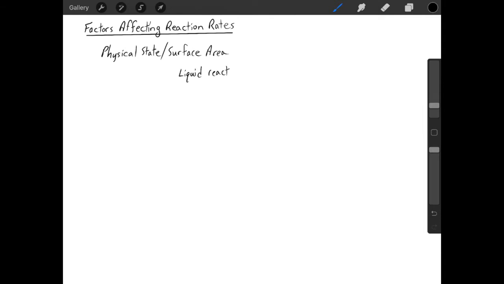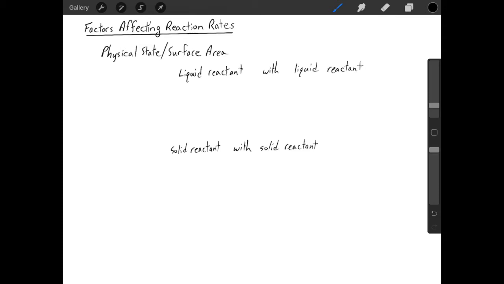So consider two different situations. You have a liquid reactant reacting with a liquid reactant. In this situation, you have two reactants. They're both in the liquid state, which means that all of the molecules can flow freely, they can move around, and the molecules of reactant A can interact with reactant B.